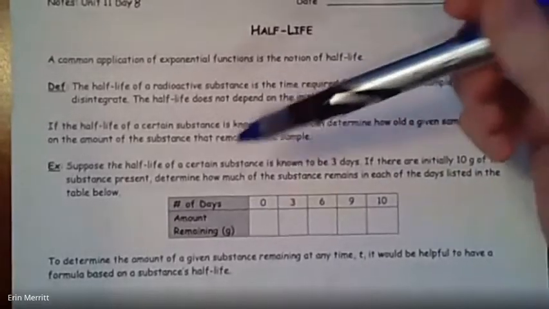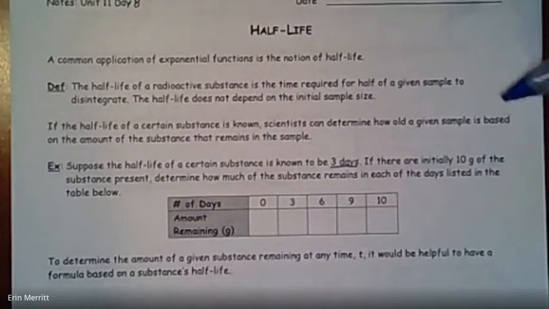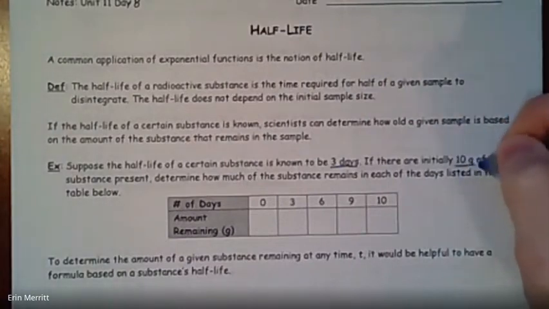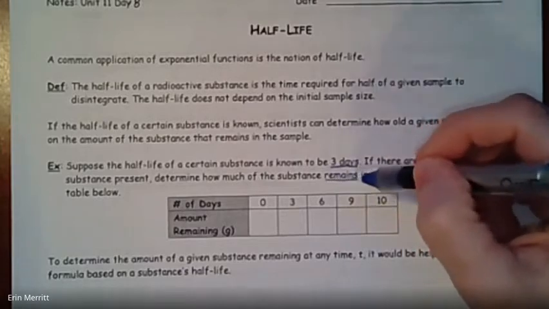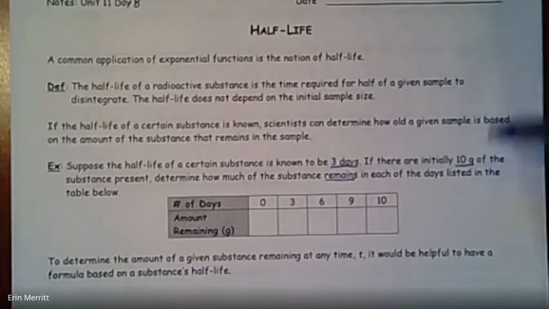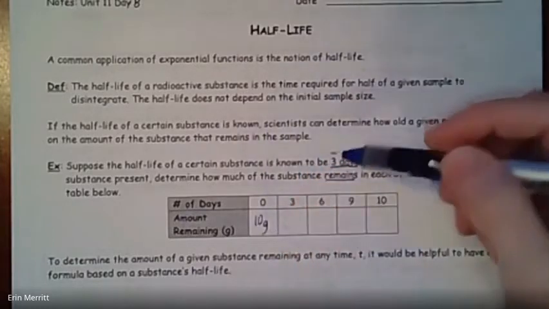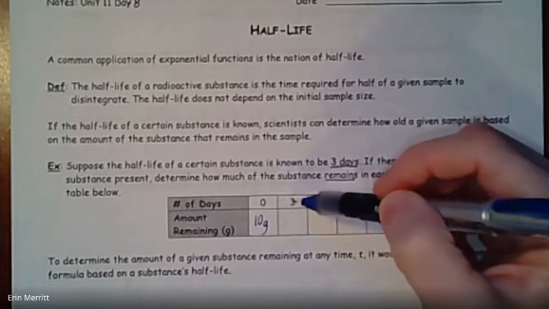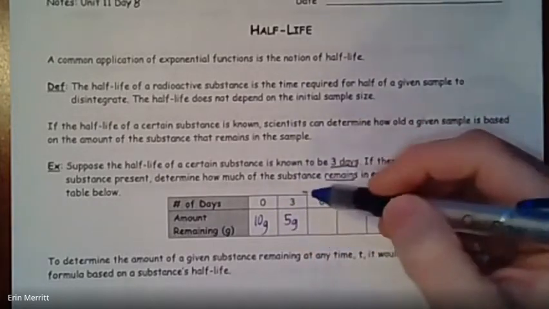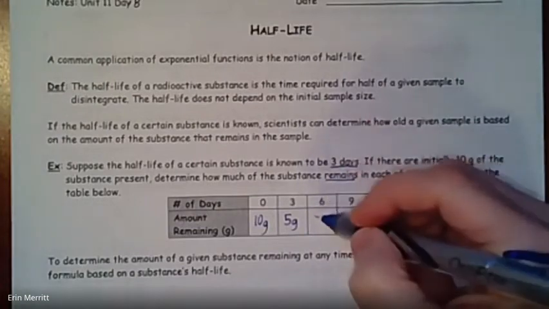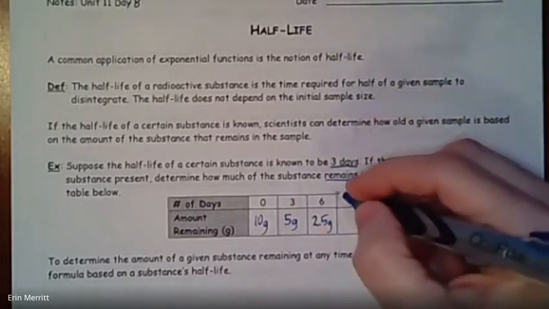So here's a little example. It says, suppose the half-life of a certain substance is known to be 3 days. If there's initially 10 grams of the substance present, determine how much of the substance remains in each of the days listed. So day 0, meaning you have all 10 grams in there. If one half-life is 3 days, then 3 days later, you should be down to half of the initial substance. And then another 3 days goes by. Now you'd be half of what you had. And you could keep doing this.